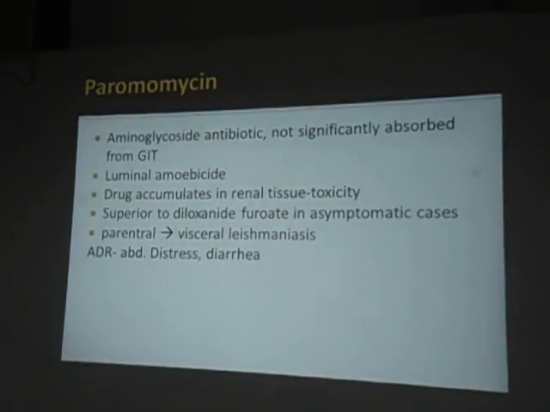So paromomycin, again, it's an aminoglycoside antibiotic. Okay, here it is not significantly absorbed from the GIT, as was our diloxanide furoate. Okay, and it is a luminal amoebicide. It can accumulate in the renal tissue and cause toxicity. In case of asymptomatic patients, it is better than diloxanide furoate. And paromomycin parenterally can be given for visceral leishmaniasis.